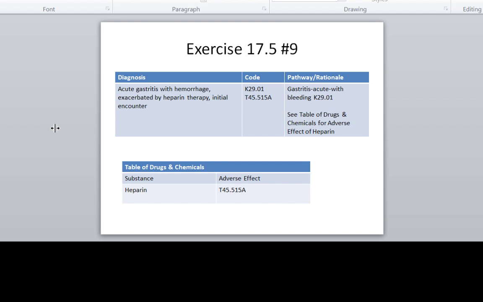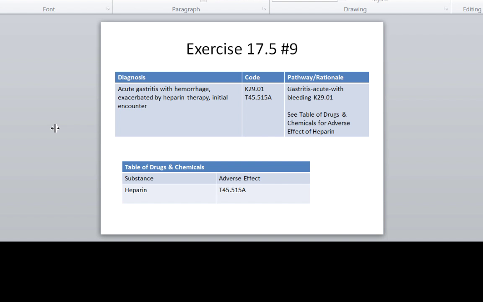Here is our next code, exercise 17.5, number 9: acute gastritis with hemorrhage exacerbated by heparin, initial encounter. As I'm thinking of it, I am trying to give you in the diagnosis the type of encounter, whether it's initial, subsequent, or a sequela. In the real world, in a medical record, you would be reading the information and you would be determining from the information if this was an initial encounter or a subsequent encounter or we're treating the sequela. But for the purposes of learning to code early on, I'm just going to give you that information as part of the diagnosis.